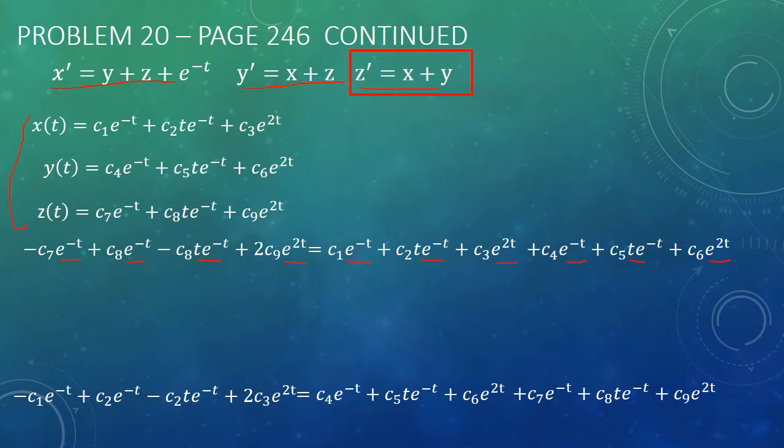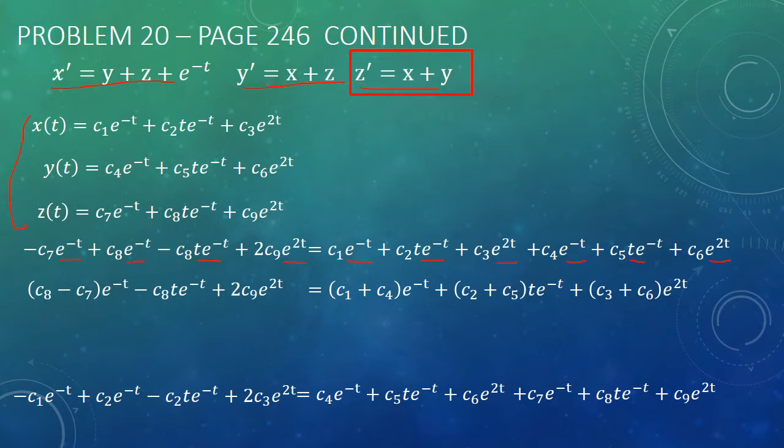Okay? So I'm going to group constants. There's my constants for the left-hand side. Here's my constants for the right-hand side. And so I have to make sure that this constant and this constant are equal. And so I'm going to do that. There they are. There's my first equation.